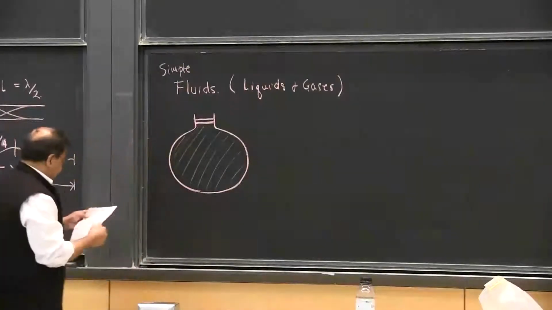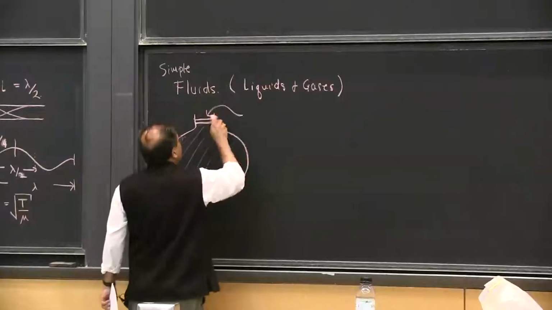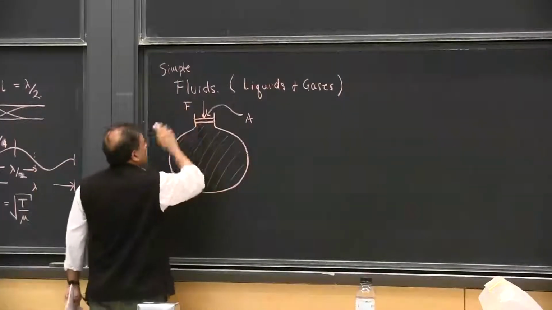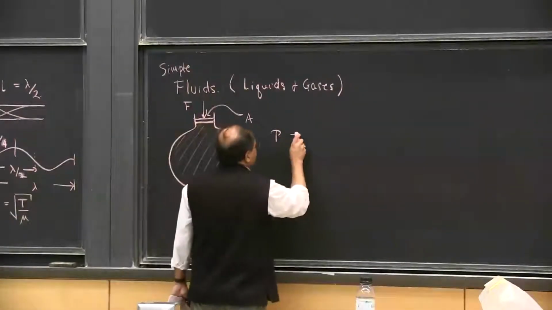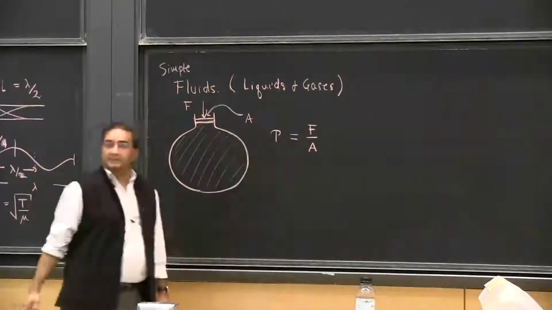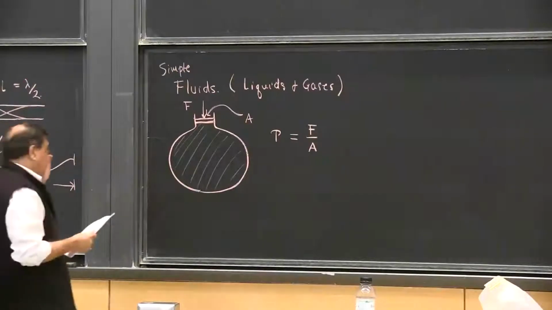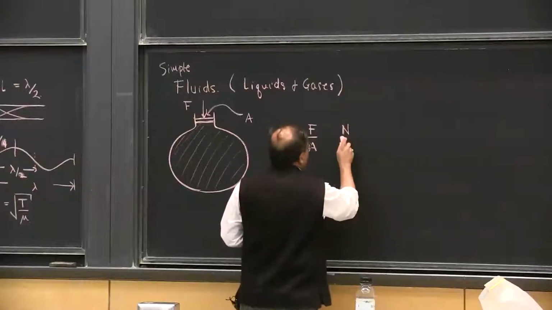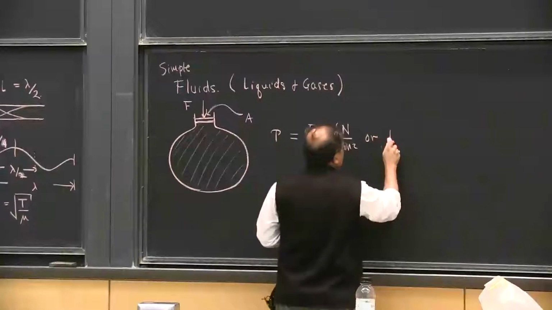Let's say water. Let's say the cross section here is A, and I apply some force here, F. So therefore the pressure that I am applying to this fluid would be F over A. Okay? F over A. So F over A is measured, as you know already from stress and strain, in newtons per meter squared, or pascals.